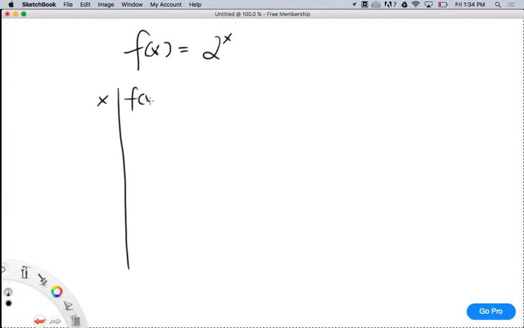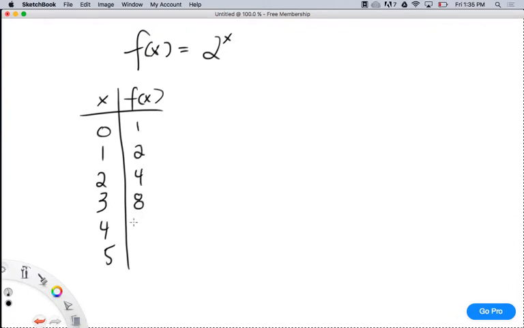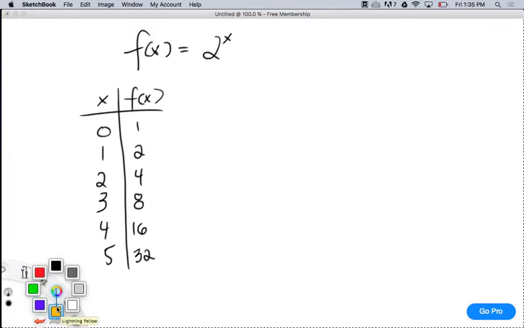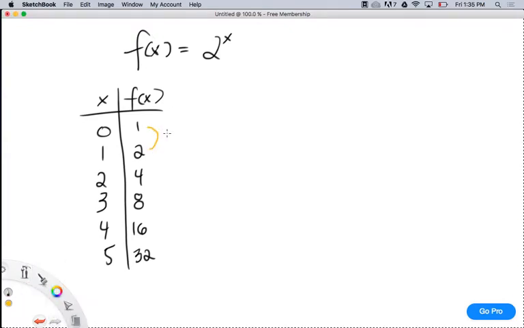So x, f of x, 0, 1, 2, 3, 4, 5. Plug in 0, this is 1, 1 is 2, this is 4, 8, 16, 32. Now in this case, I'm not going to find the differences because it won't work. It doesn't work in the same way. But how does it work? It doesn't work with differences, it works with ratios.